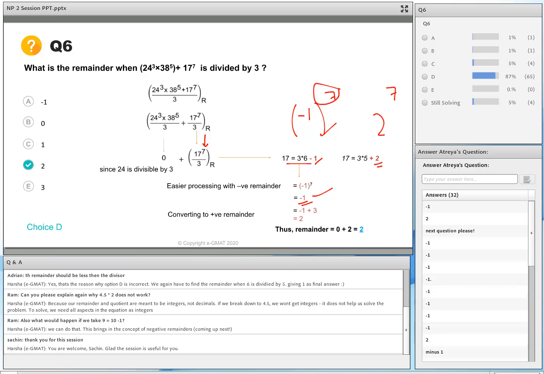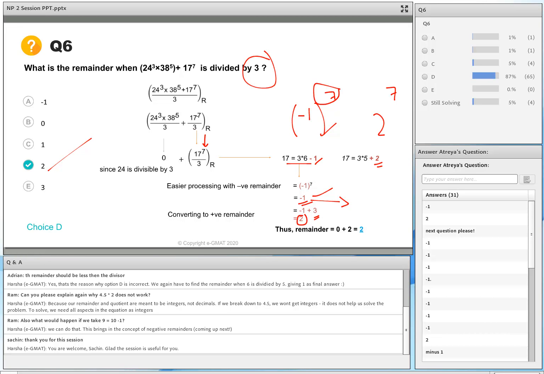However, keep in mind that a negative number cannot be the final remainder. So I need to turn this negative remainder into a positive remainder. And how do I do that? I simply add the divisor. What's the divisor in the question? It's equal to 3. So I add 3 to this -1. I get 2 as the answer, which makes choice D the right answer for my question.